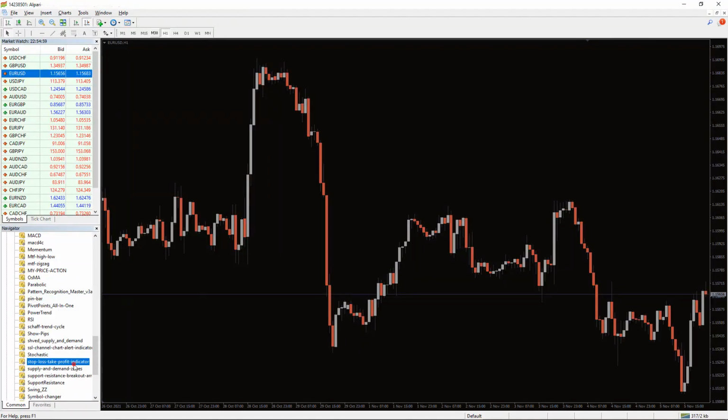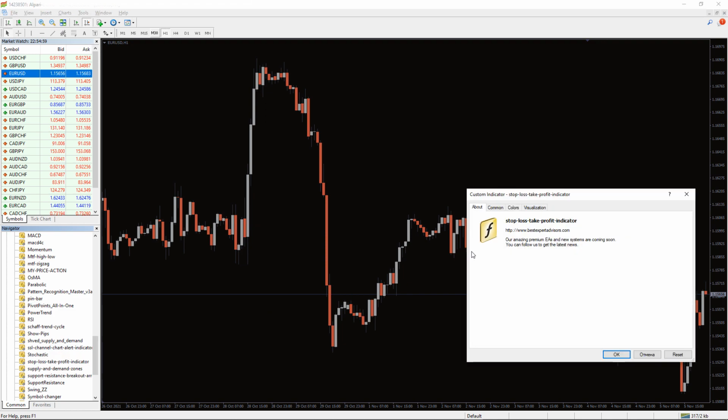To run the indicator, simply drag the stop loss take profit indicator from the indicator list to your MT4 chart. And please don't forget to click on the yellow daily imports in the settings window.